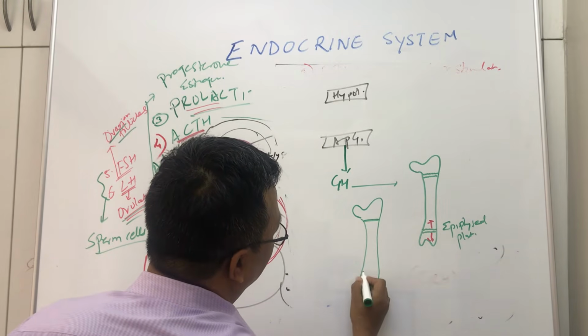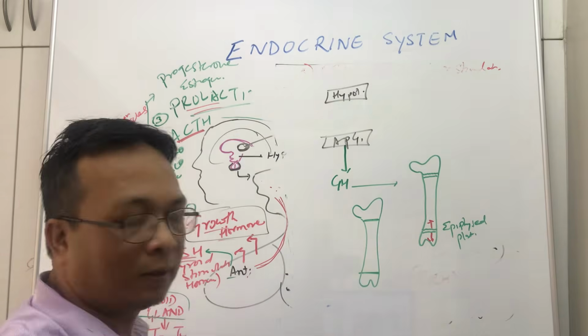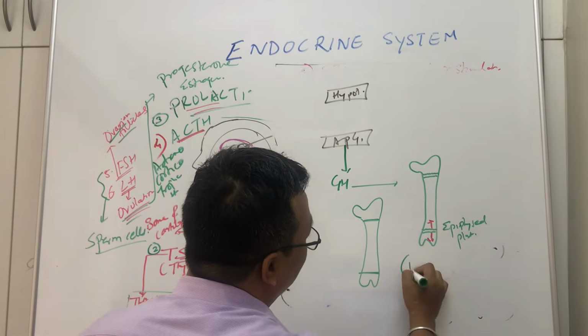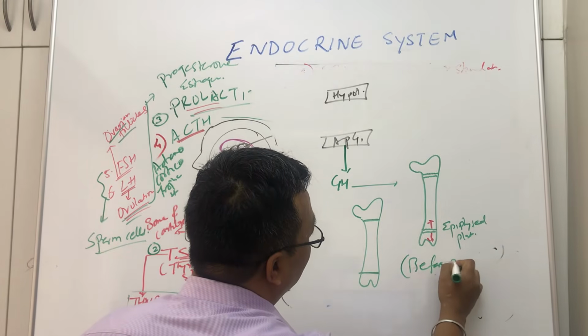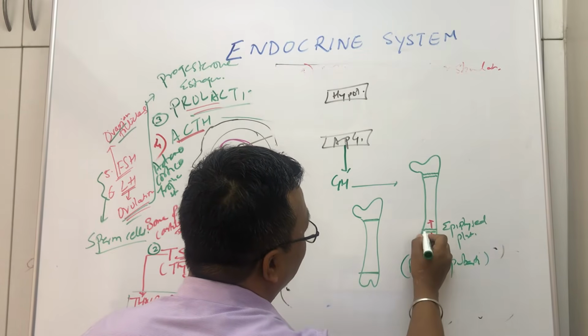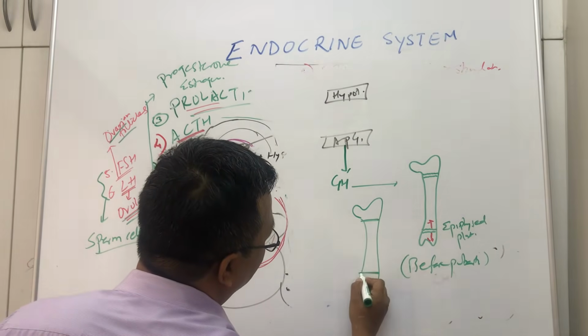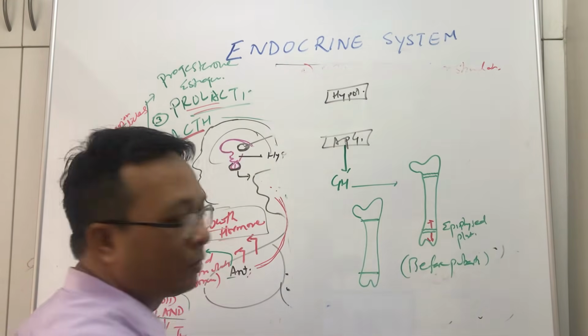Once this epiphyseal plate fuses, there is no gap here in the epiphysis. So this is the children's bone, that is before puberty. You'll see the bones like this. Before puberty, you'll see the epiphysis like this, there's a gap here. And after puberty, there is no epiphyseal plate. It's fused. The gap is fused.